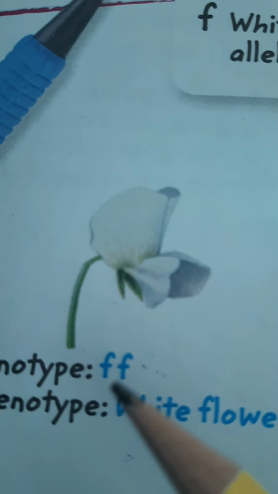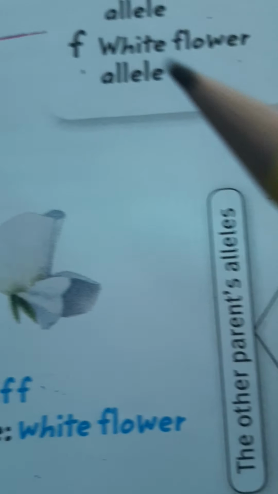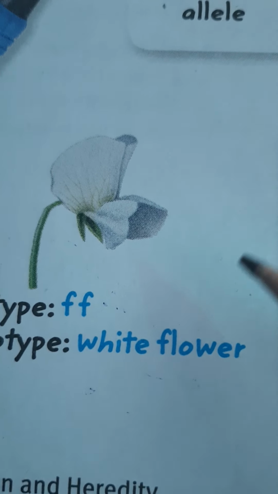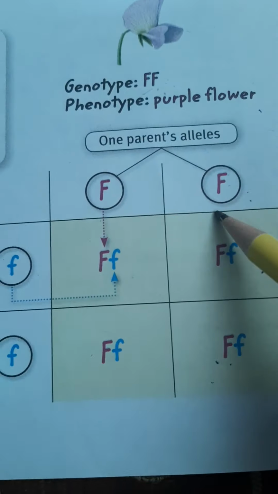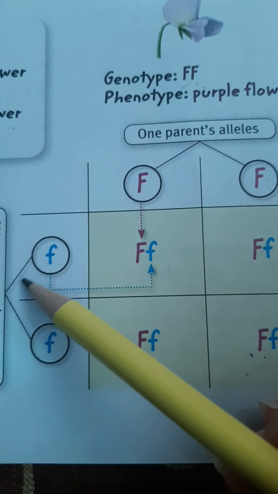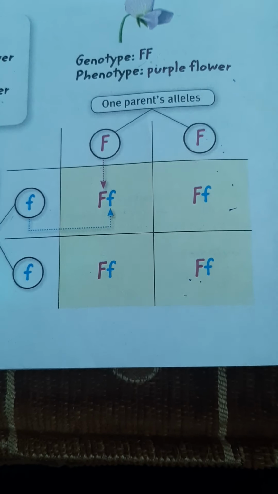Now the white flower, as we said, the F here is the recessive allele. So in order for the flower to be white, they have to be what? To have a homozygous recessive, two F smalls, okay? Now about the cross, we have to separate the F capital from the other F capital, the F small from the other F small. And you put them on the borders of the Punnett square, and then you cross.